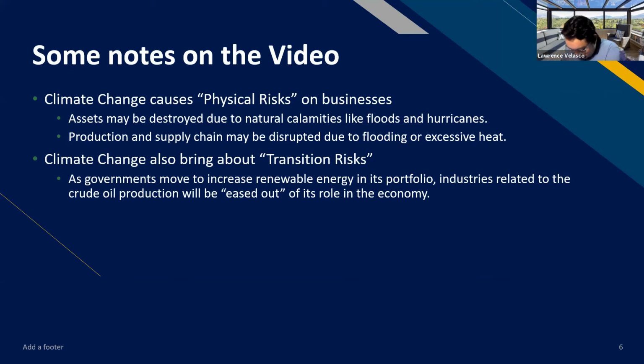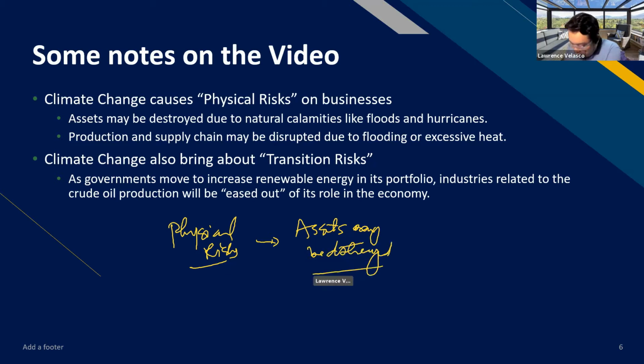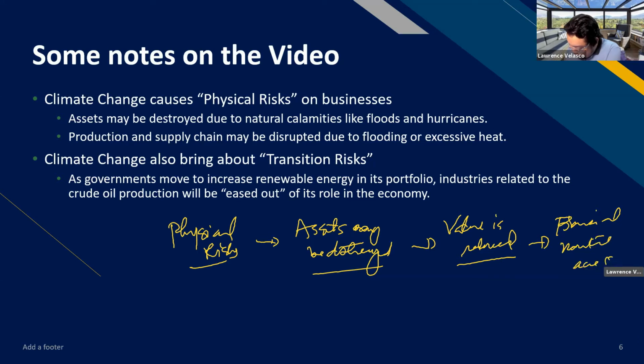Okay, so if you look at physical risks, what was discussed in the video, no? Sabi nila, what happens is because there are physical risks, assets may be destroyed. Since assets may be destroyed, its valuation is reduced, value is reduced, and because value is reduced, financial market access is also reduced. Okay, so the risk, there is an event, right, which is the calamity. Ang impact niya, the assets may be destroyed, and that is the direct impact to the business.